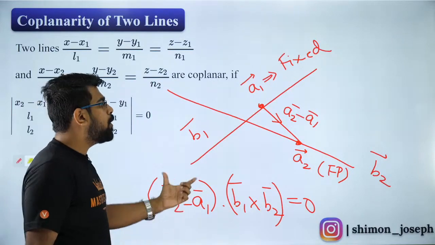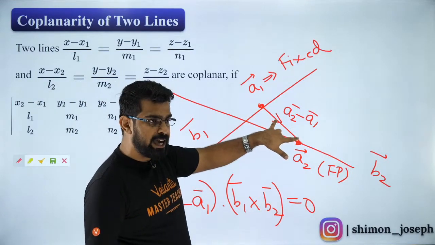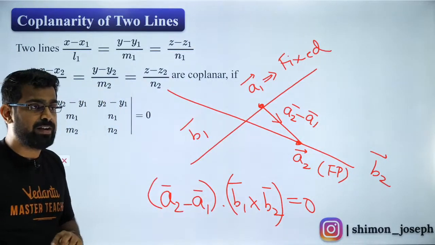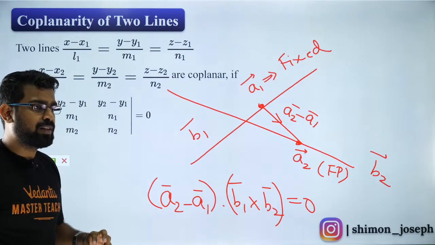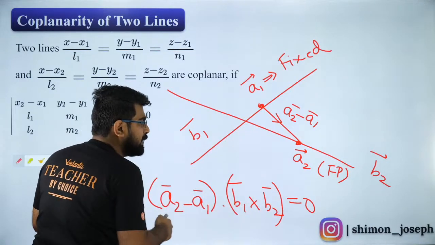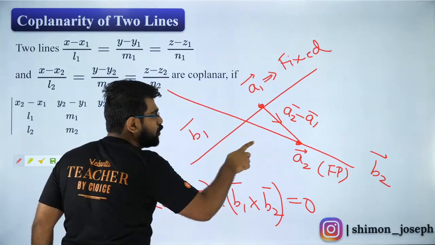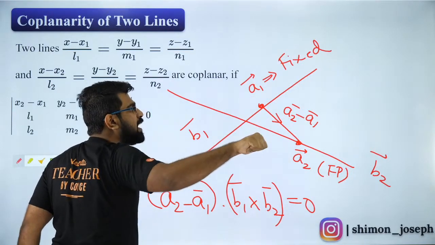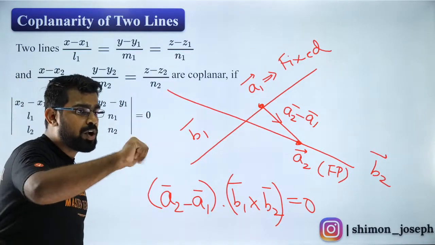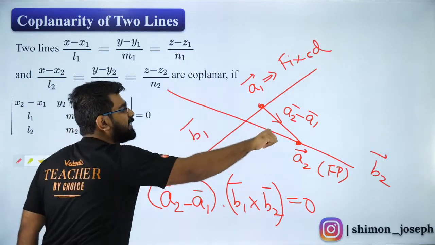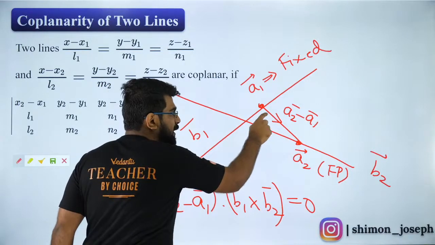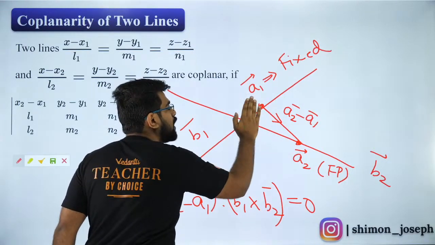Pay attention. So we have A2 minus A1 here. And then we have B1, B2, which are the direction vectors. Okay. So A2 minus A1 dot B1 cross B2. Because what is B1 cross B2? B1 cross B2 will be a perpendicular vector to the plane. So if that and this are perpendicular, then this is going to be coplanar.